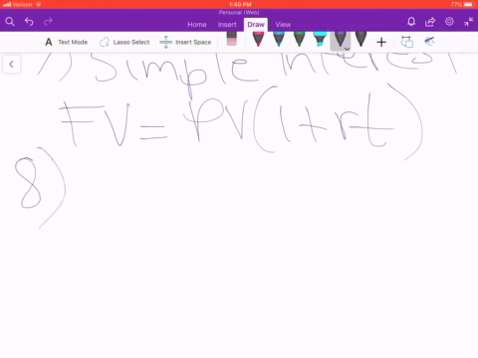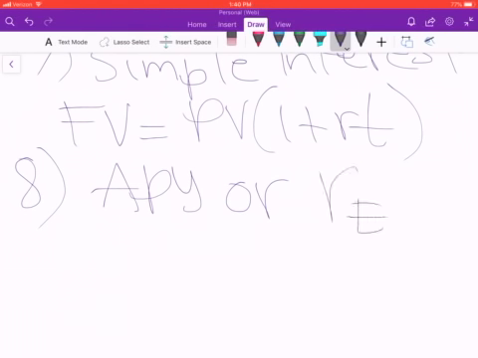and make sure you know how to enter that on your calculator. For problem number 8, make sure you are familiar with the APY, or the effective rate. And that formula could be found on page 238 of your ebook.